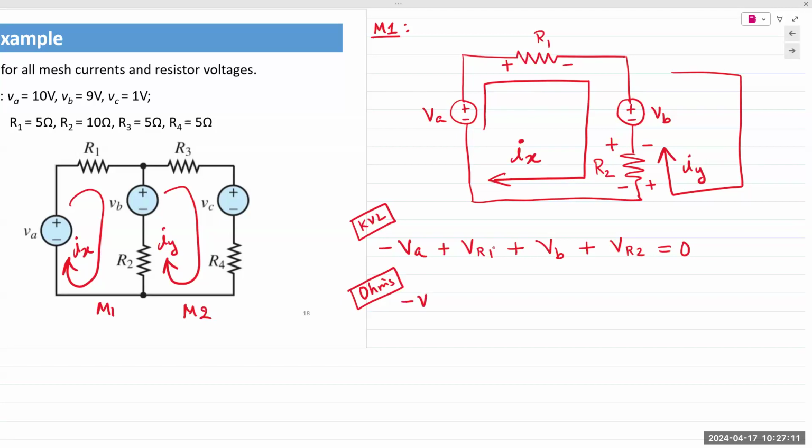So Ohm's law: I have VA remains as it is. VR1 is not shared. It will simply be IX times R1. VB is a shared branch, but VB is a voltage source, so we don't do anything to it. And VR2: IX is positive, IY is negative. And that's it. That's the equation.